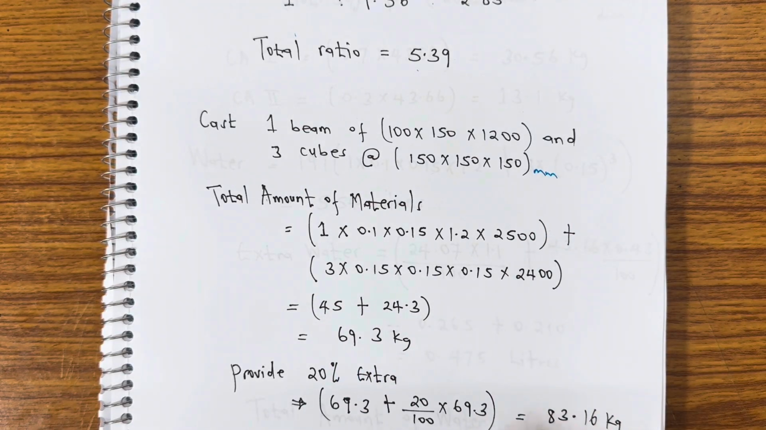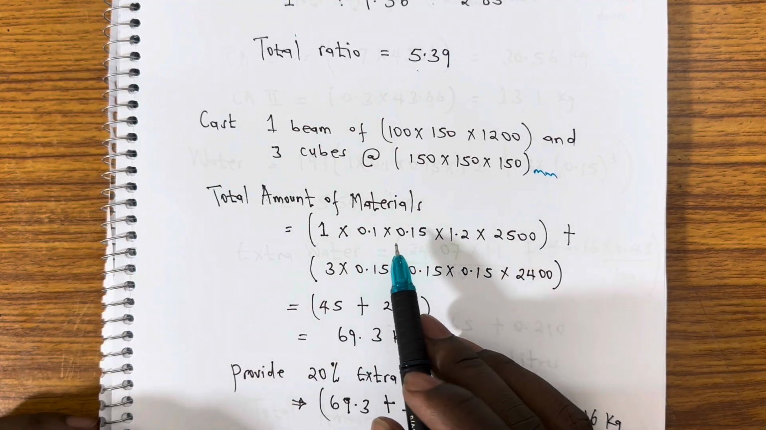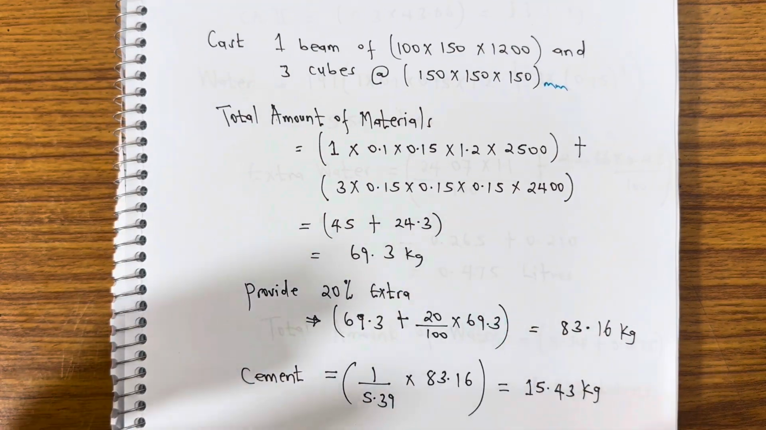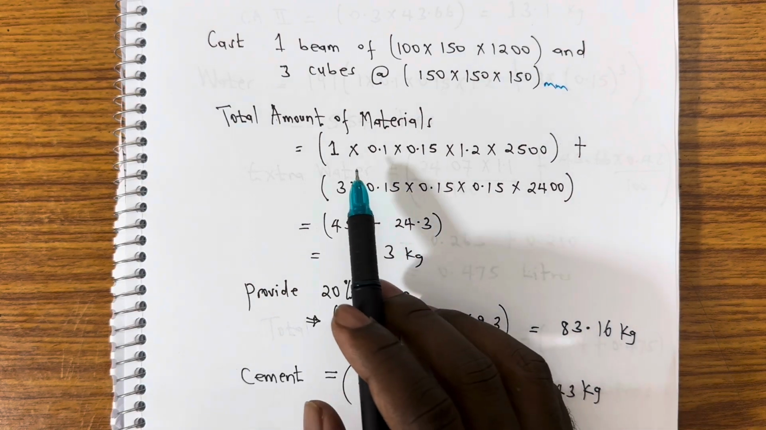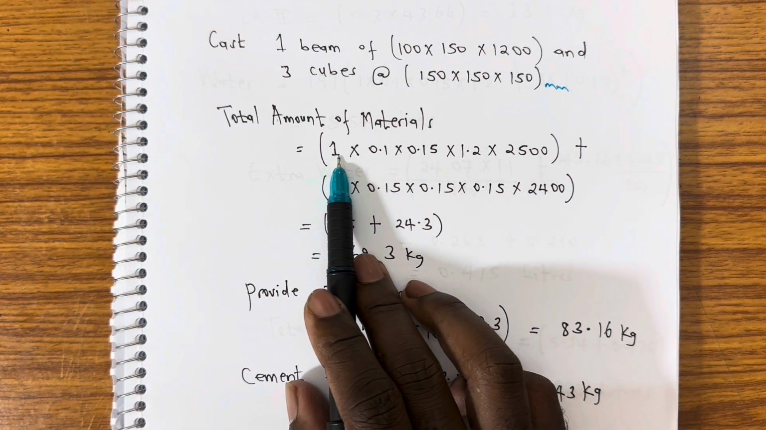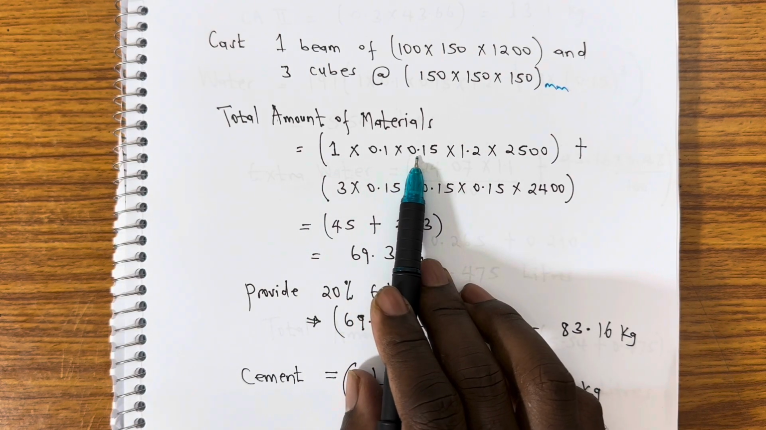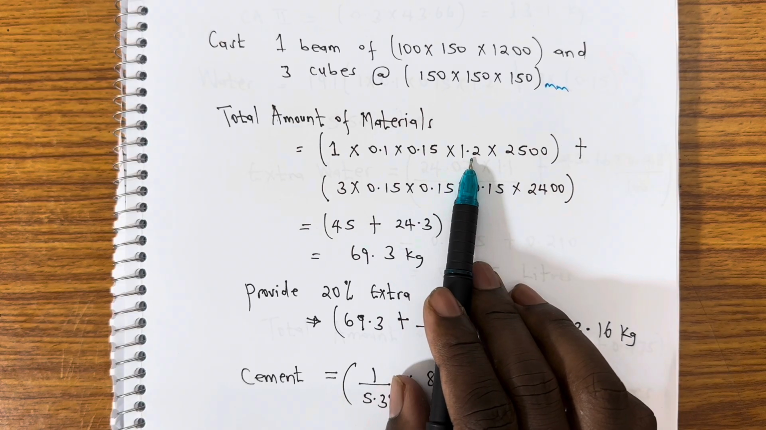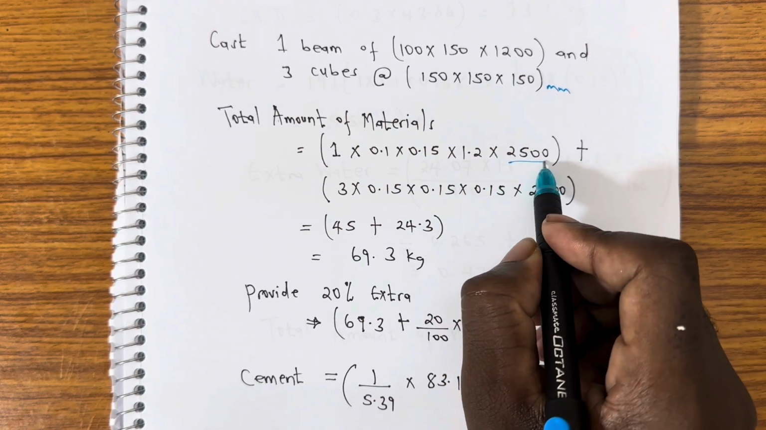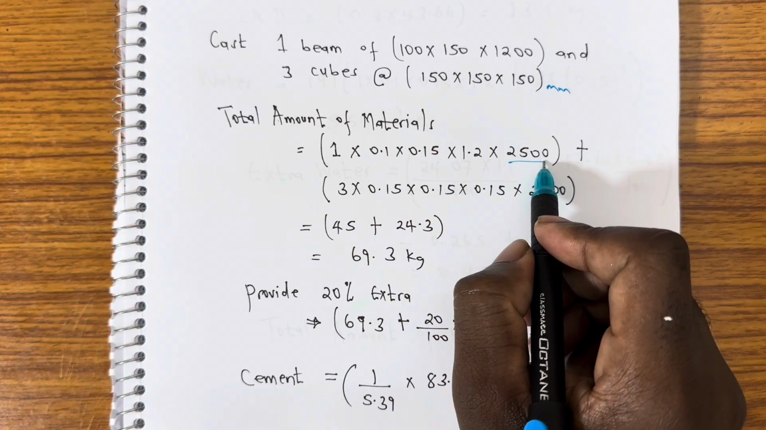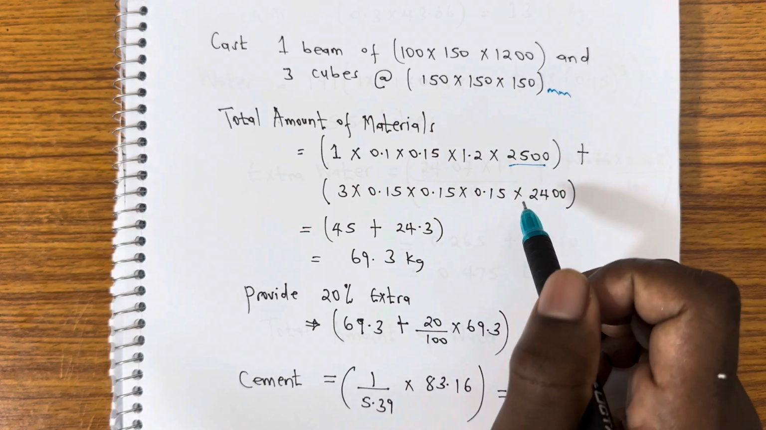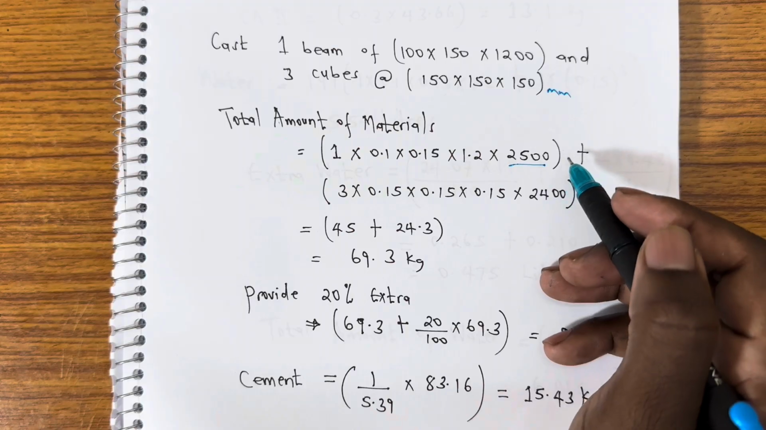Okay. So the total amount of the materials required, that means combine the cement, the fine aggregate, the coarse aggregate, plus the extra that we're going to take into consideration. So let's have the total amount of materials first. I'm casting one beam. And what is the volume of that beam? It's 0.1 times 0.15 times 1.2 times, since we are considering reinforced beam, so we take the unit of 2500. So 2500 is what we are going to multiply with.